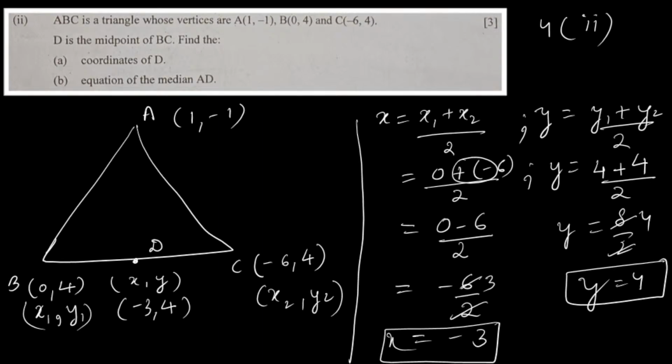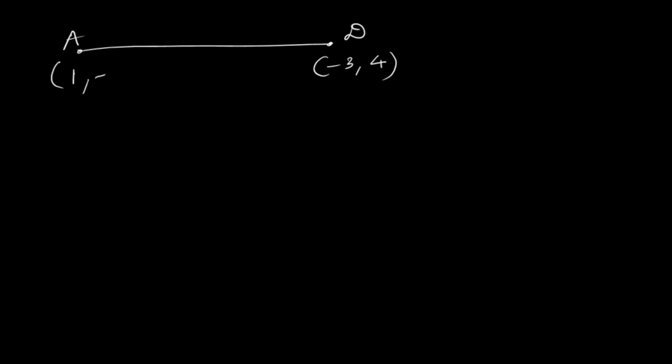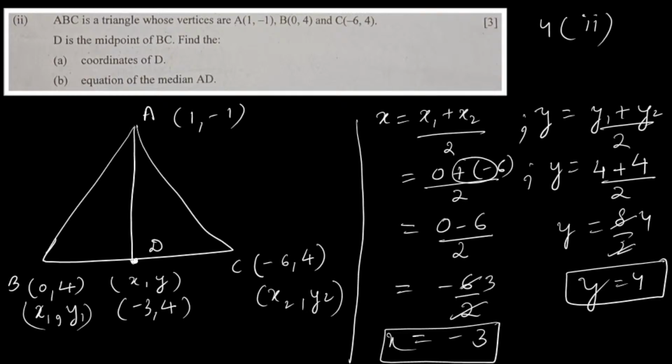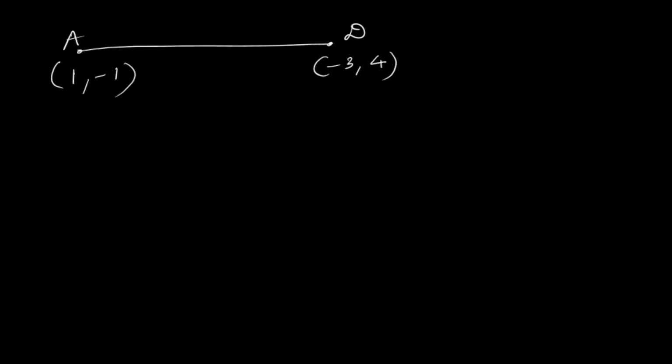Now, the coordinates are correct. Now we have to find the equation of the median. See, if D is the midpoint of BC, that means AD is the median. So this line's equation we have to find. Equation of AD. So I'll just draw AD here. D's coordinates are minus 3 comma 4 and A's coordinates given to us are 1 comma minus 1.